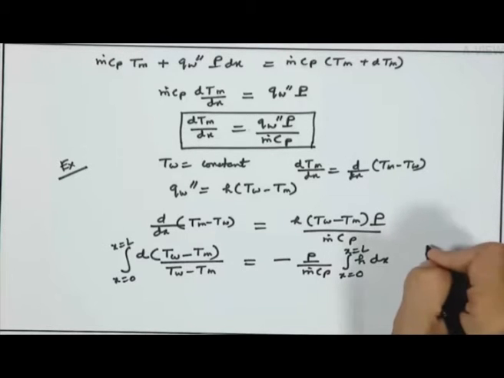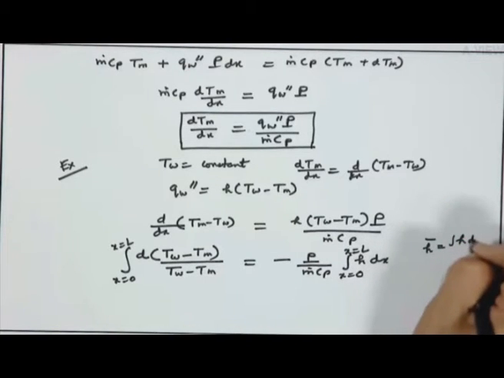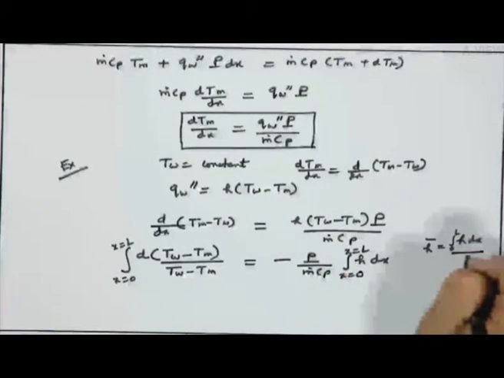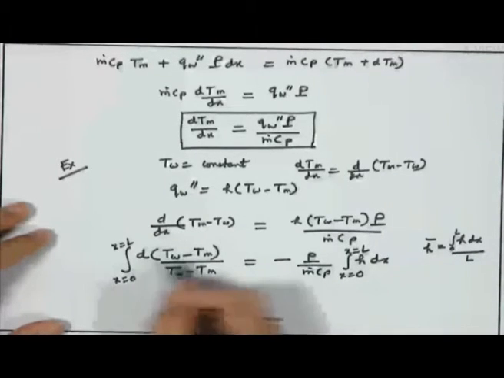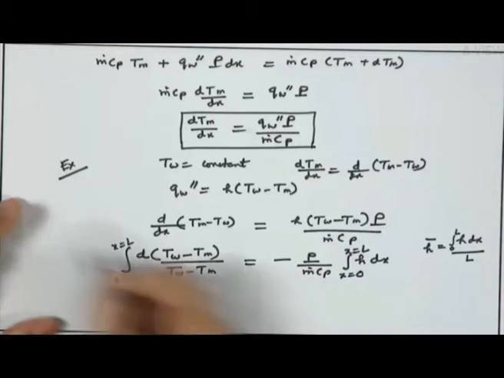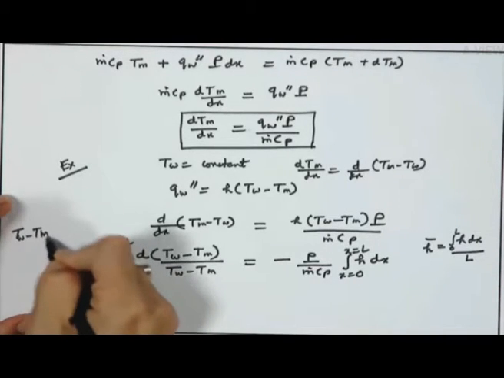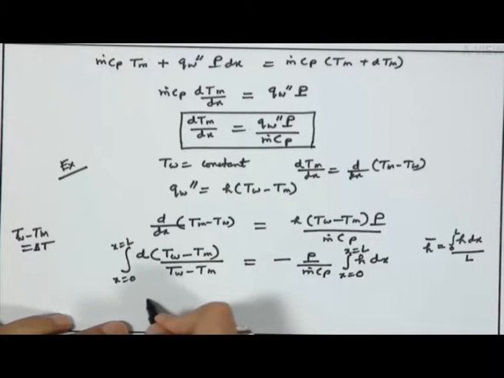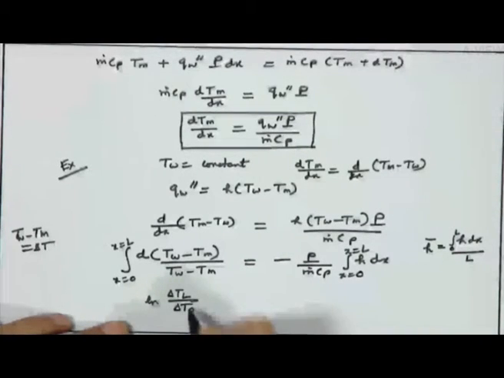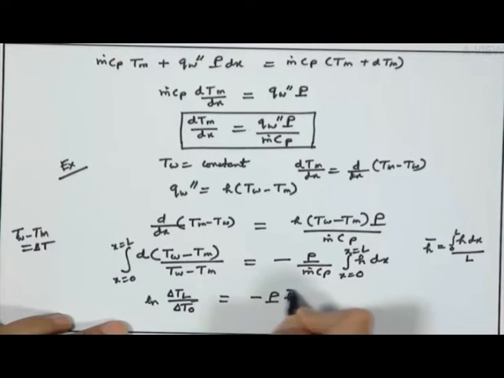So, now you can write the average heat transfer coefficient H bar is equal to integral of H dx by L. So, you can write now the left hand side d of T wall minus Tm by T wall minus Tm. Let us say T wall minus Tm is delta T. So, this is d delta T by delta T. So, this is ln delta T L by delta T 0 is equal to minus P into H bar into L by m dot Cp.